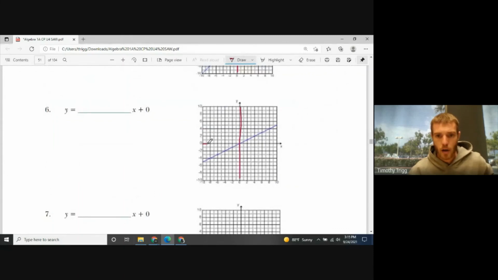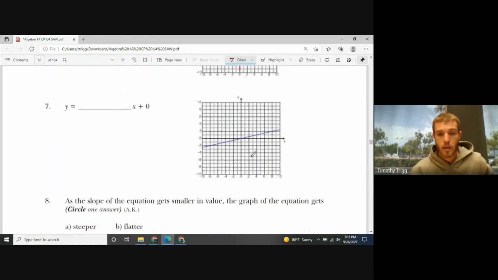Again, our y-intercept is 0, but let's find our slope. I'm going to use 2 points here, this point and maybe this point here. So here my rise would be 2, and my run is 1, 2, 3, 4. So rise was 2, run is 4. Let's simplify this fraction. I can divide both numerator and denominator by 2, which gives us 1/2. So this one has a slope of 1/2.